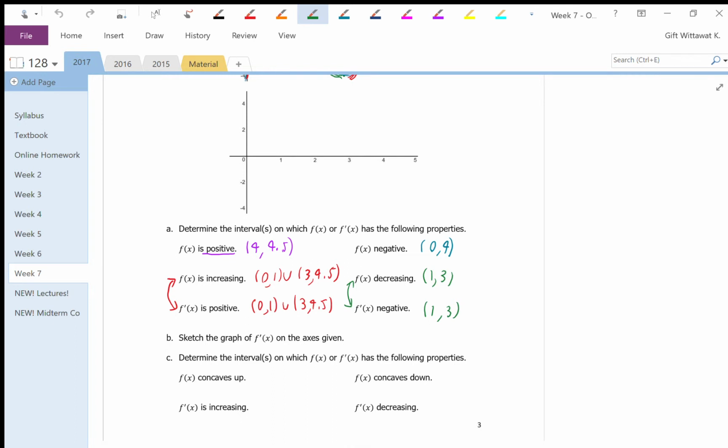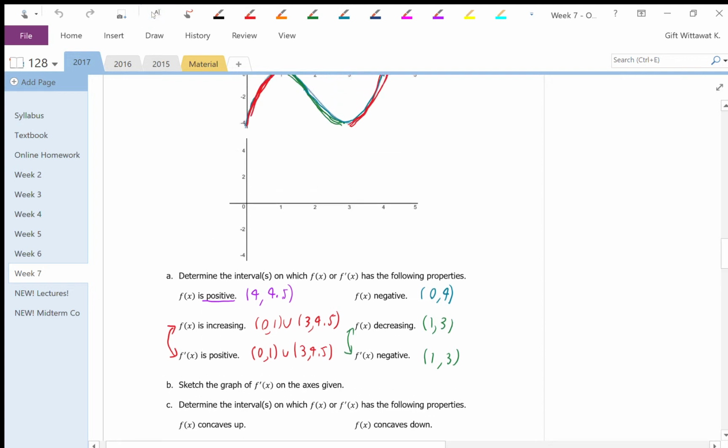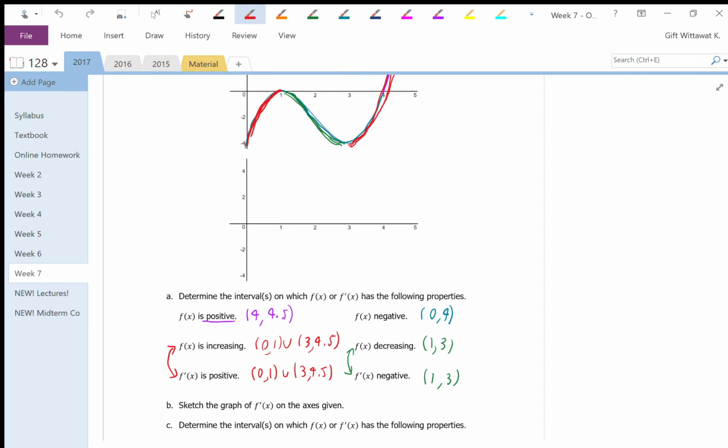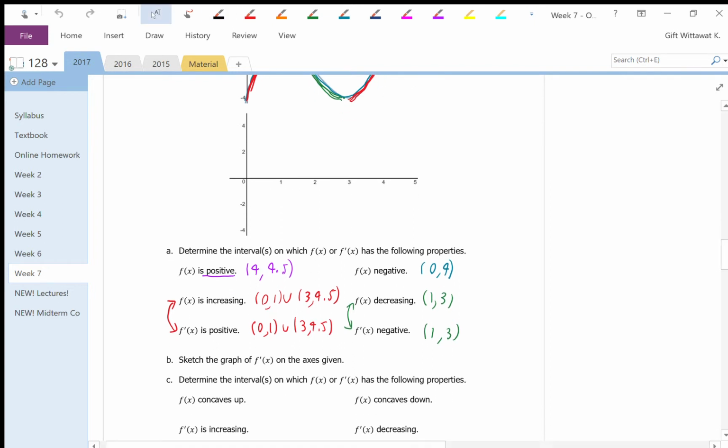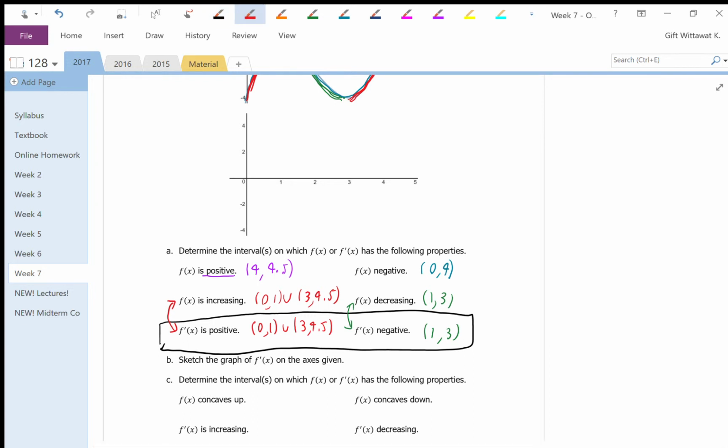Now, for part B, if I were to draw the graph of f prime of x on the axis here, what information do I know about the derivative so far? I know that it's going to be positive from 0 to 1, and from 3 to 4.5. So my derivative should be above the x-axis on these intervals. It should be below the x-axis, negative, on the other interval, which is 1 to 3.